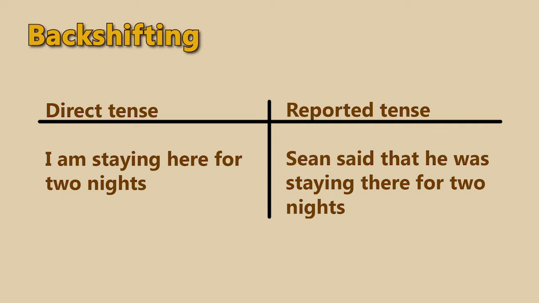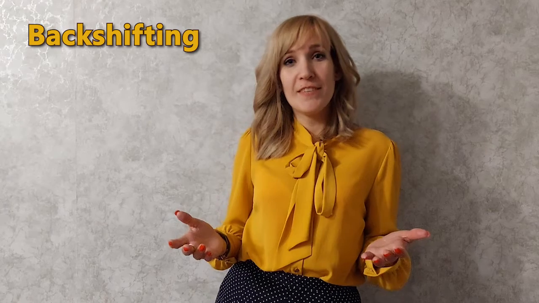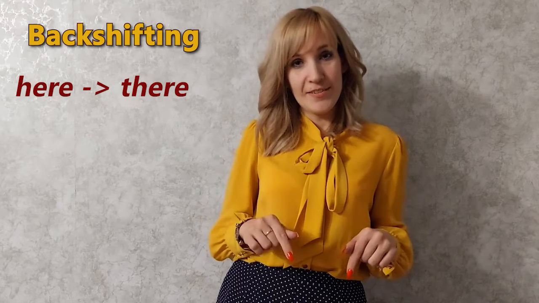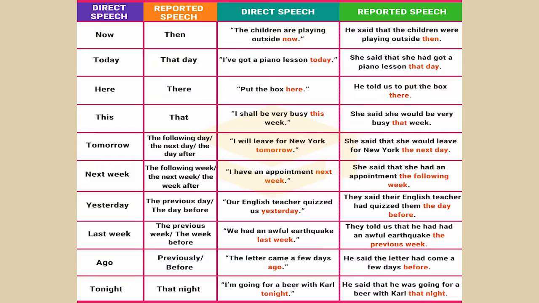And one more example. "I'm staying here for 2 nights." Sean said that he was staying there for 2 nights. You can see my changes. I've used my reporting verb, present continuous becomes past continuous, and I've changed the pronouns. You can also see in this example that I've changed that word, because Sean's "here" is my "there". So keep in mind that sometimes you also need to change adverbs or the location. For example, this becomes that.